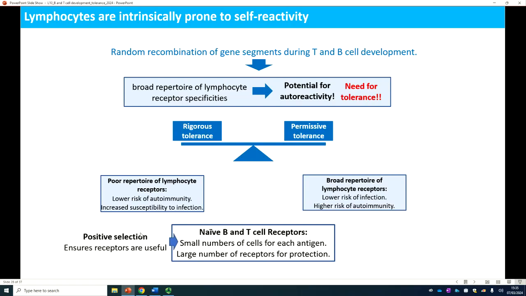So on one hand, we have positive selection, which is ensuring that the receptors that we generate are actually useful. And then we have negative selection, which is reducing that autoreactivity and making sure that we don't get autoimmunity. So it's a little bit of a balancing act just to make sure that we fine-tune our T-cell repertoire so that it is appropriate for our immune system.